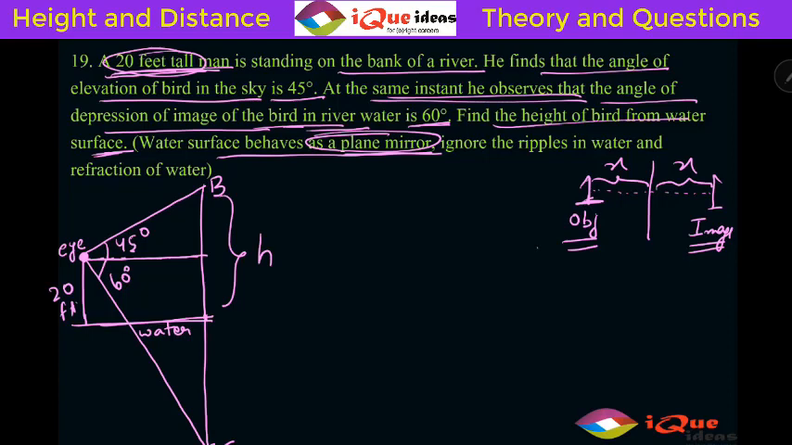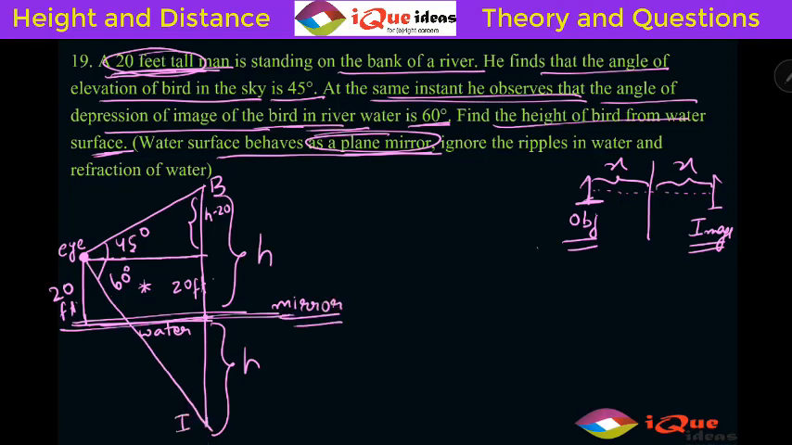So if this is 20 feet, then in this rectangle, this will also be 20 feet. Then this upper part will be h minus 20. The lower part has to be h because this is the water surface, this behaves as the mirror. So the distance of the object from the mirror and the distance of the image from the mirror has to be same. So if this height is h, this length should also be h. Now let's give them some names. Say the man is AP, the height of the bird from water surface is BQ. This point is R and the image is I.